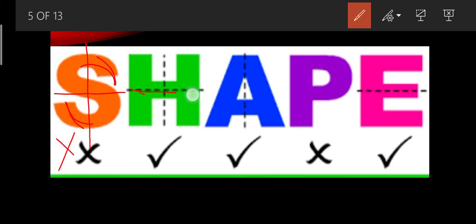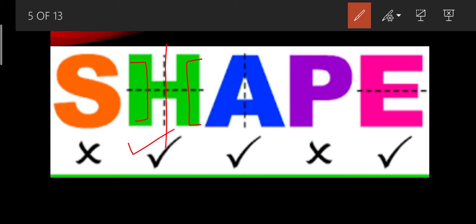But look at H. When you draw this, this is exactly the mirror image of this, right? And suppose you draw vertically this way, then also this part is the mirror half of this part. So this is how this part is exactly the mirror half of this. Yes, this is having two lines of symmetry, vertical and horizontal.